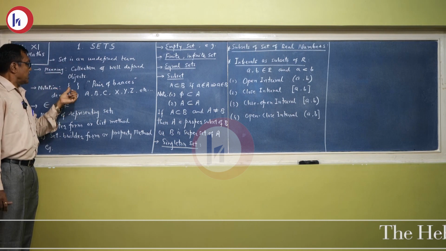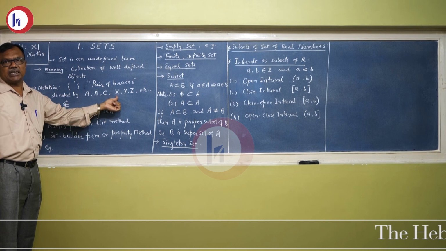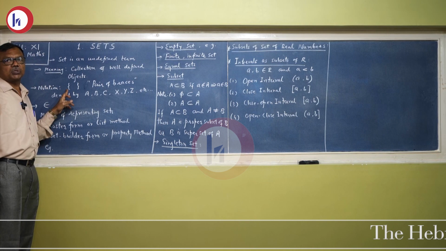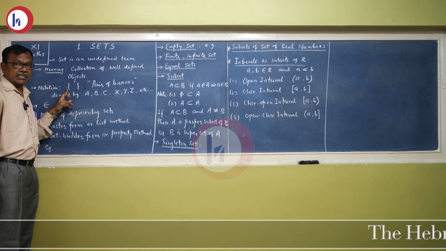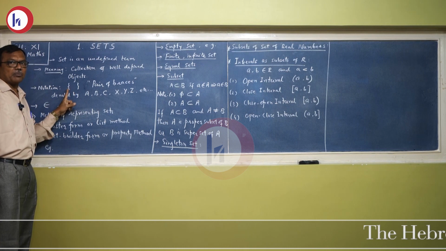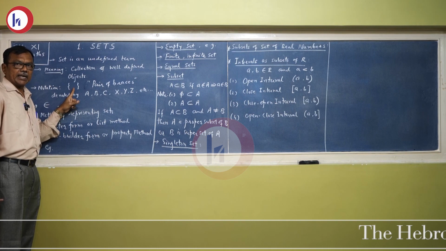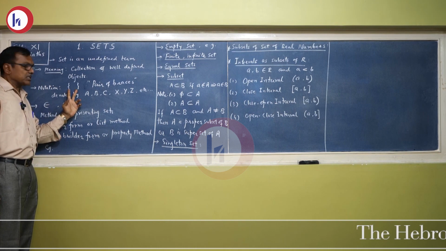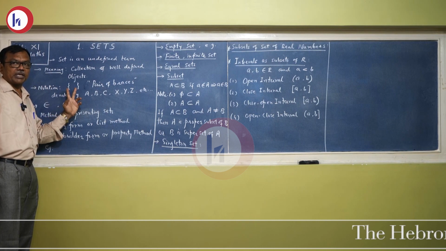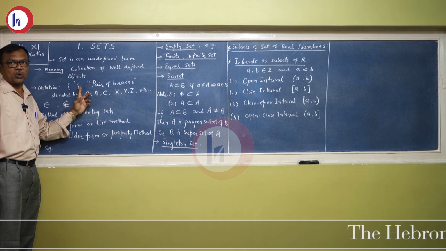A set is denoted by capital letters A, B, C, D, E, F, X, Y, Z, and the notation used to denote the set is a pair of braces. All the elements are to be written in the pair of braces. Elements are separated by commas, and no other bracket is allowed. For a set, we only use the pair of braces.